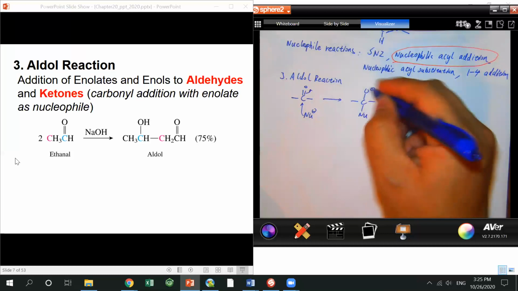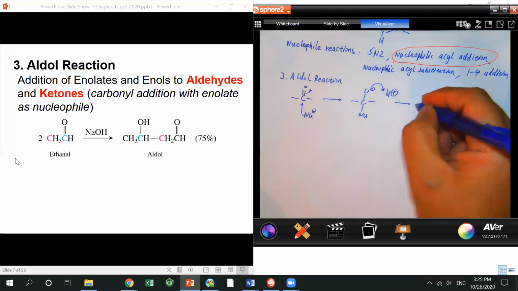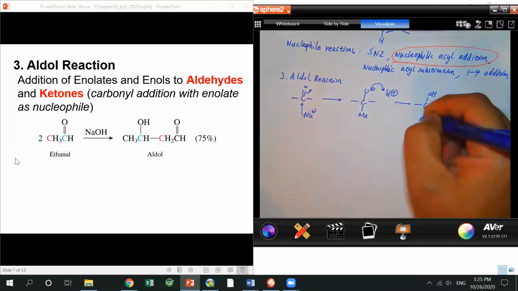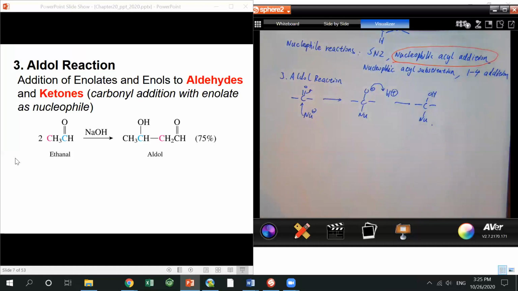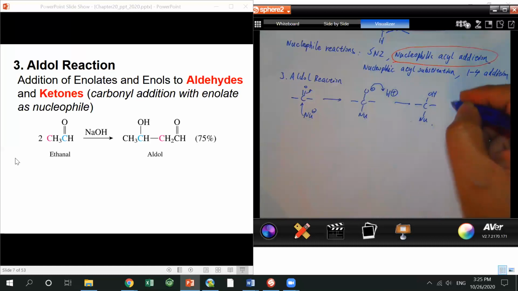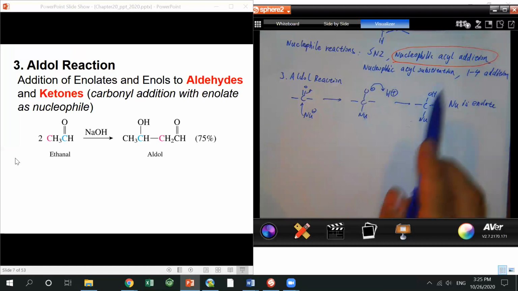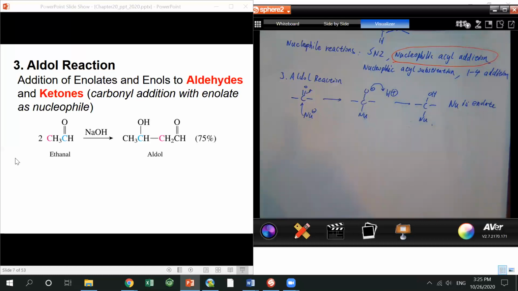And then eventually the oxygen picks up one hydrogen, and you generate an alcohol. The Aldol reaction actually uses the alpha carbon as a nucleophile. So the alpha carbon, we can also call it an enolate. The enolate as a nucleophile does a nucleophilic carbonyl addition, also called nucleophilic acyl addition.